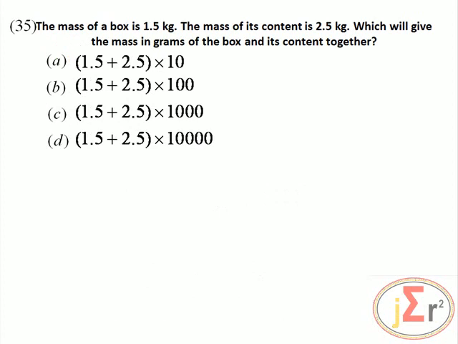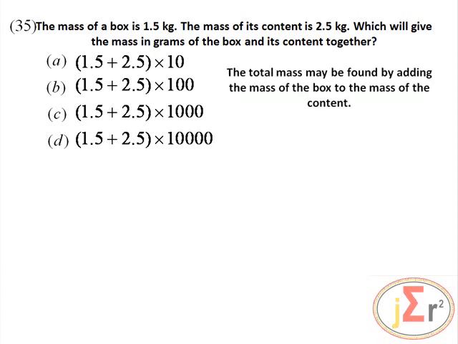The mass of a box is 1.5 kilograms. The mass of its content is 2.5 kilograms. Which will give the mass in grams of the box and its content together? What does together mean? We are going to put them together. But how do we put numbers together? Oh, yes, we're going to add them. So the total mass may be found by adding the mass of the box to the mass of the content.